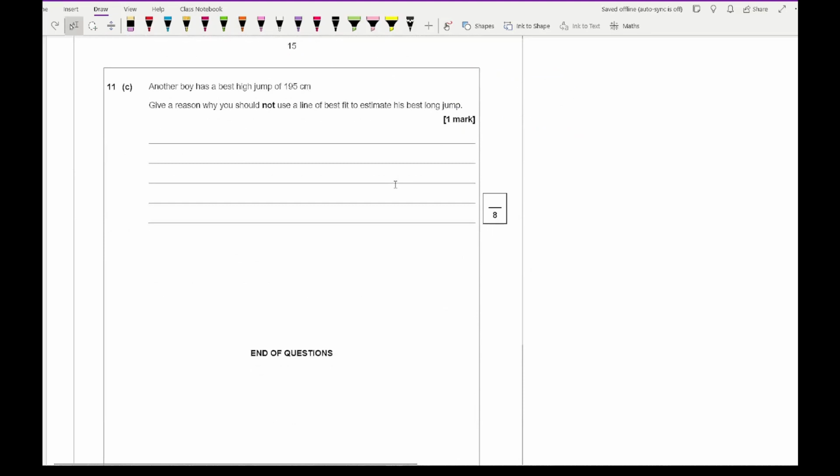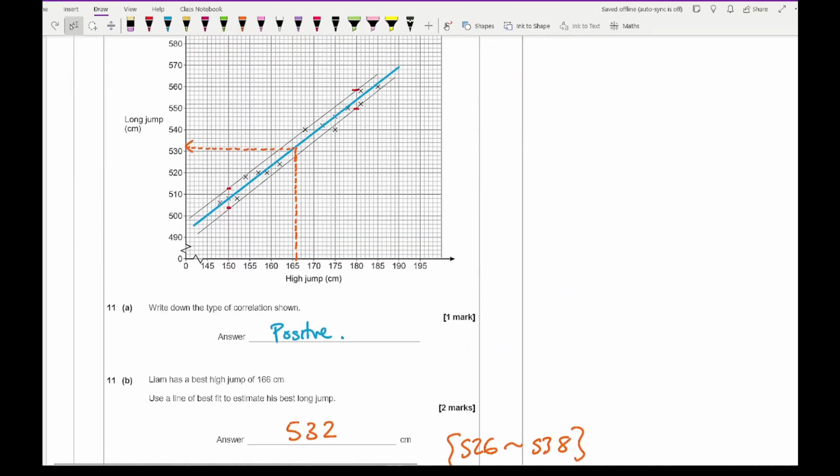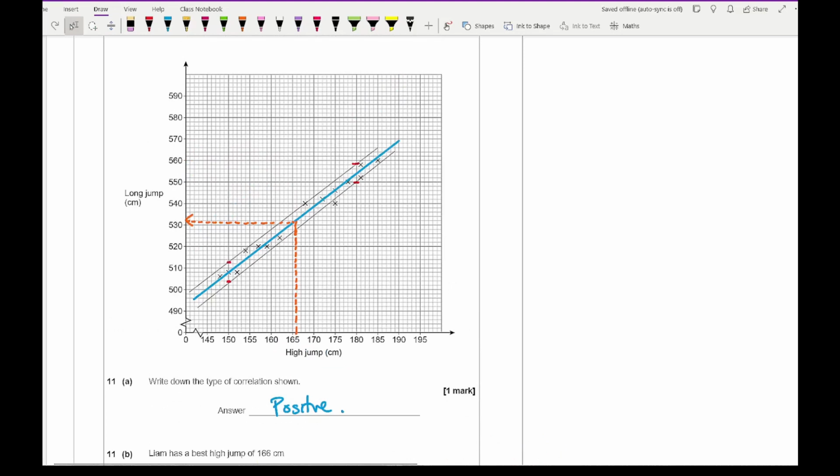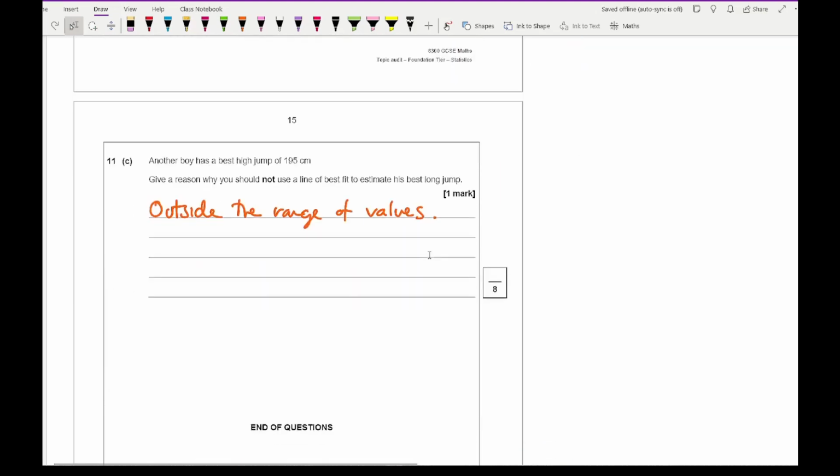Then moving on to our last part, it says another boy has a high jump of 195. Give a reason why you should not use the line of best fit to estimate the best long jump. And again, the reason for this is because it is outside the range of values, because the line of best fit only works between the lowest result and the highest result. So anywhere between, I would say, 147 and 158 would be acceptable to use a line of best fit. Anything outside that range is not going to be appropriate for this. And a more mathematical word is extrapolation. And there we go.